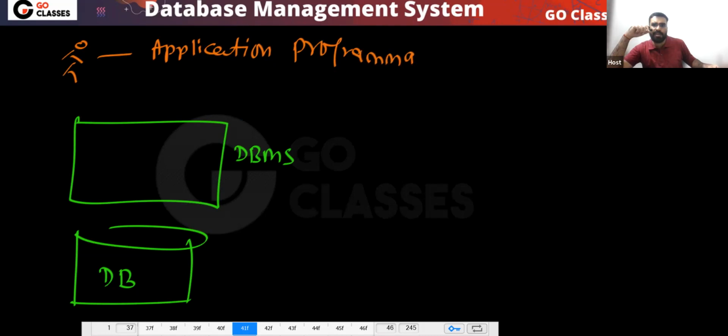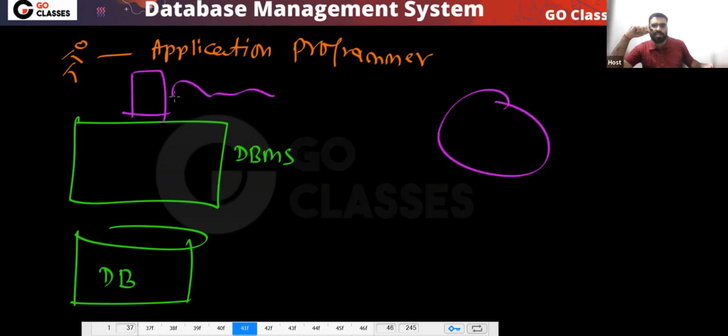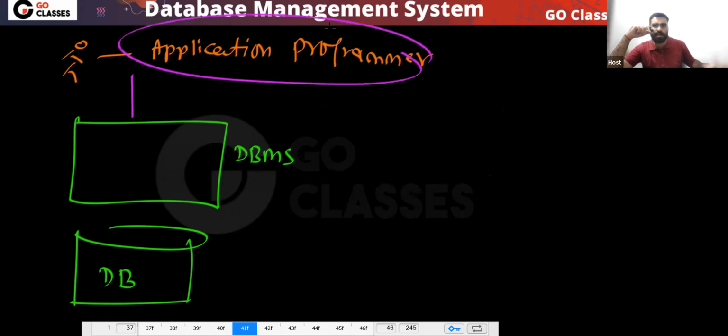Depending on the requirement, we write the programs, correct or not? It's not like you have a fixed set of programs. Depending on the requirement, we keep writing different programs. For example, your company will tell you we want this type of data, or we want to store this type of data in this format. So you will write an application program.